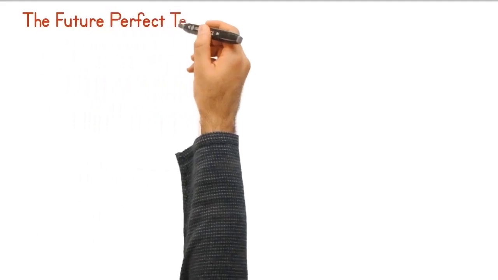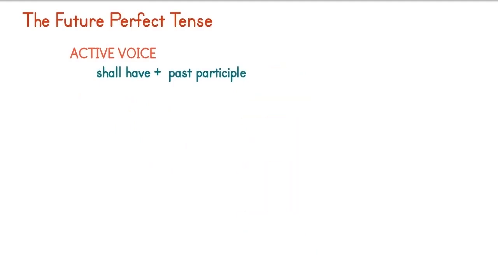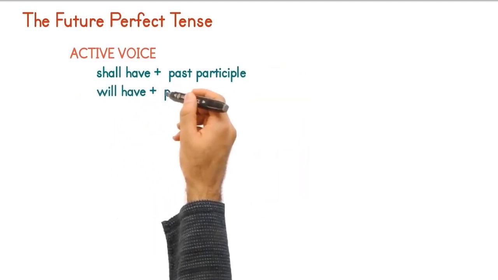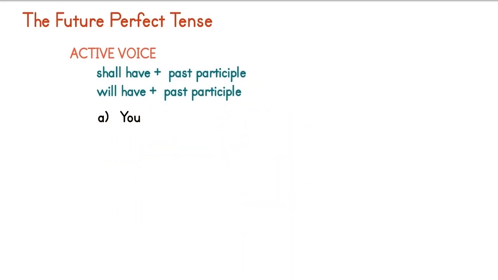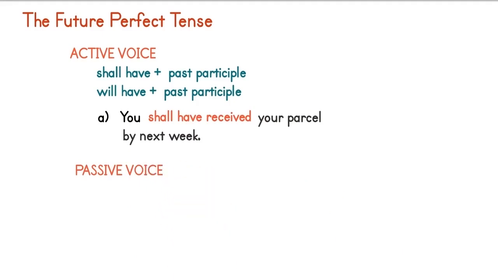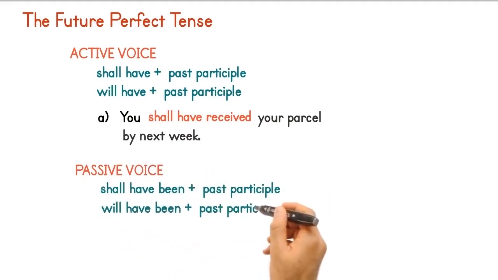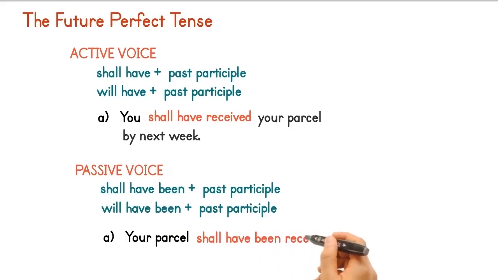The future perfect tense. In the active voice, the future perfect tense is formed by prefixing shall have or will have to the past participle of the verb. For example, you shall have received your parcel by next week. In the passive voice, the future perfect tense is formed by prefixing shall have been or will have been to the past participle of the verb. For example, your parcel shall have been received by next week.